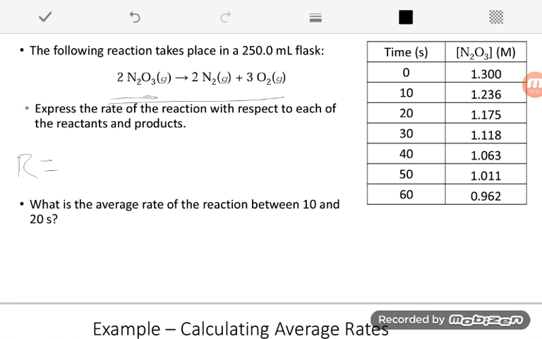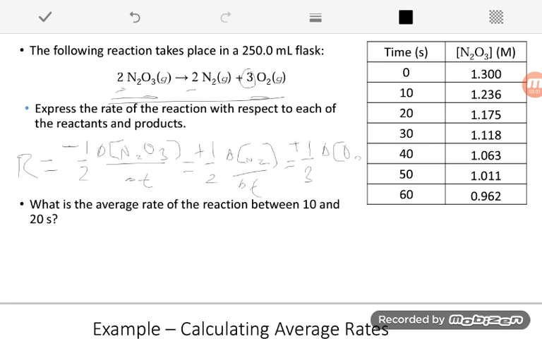So we just look at each reactant. Reactants get a negative, and we have a 2 here, so I'm going to do 1 over 2, right? I make that into a fraction. And then I'm going to do delta N2O3 over delta T. So that's my only reactant, so from now on it's going to be positive. For my first product, I have positive 1 over 2, and then it's delta N2, over delta T. And then my second product, still positive, but now I have a 3 in front, so 1 over 3 delta O2 over delta T. So this is really expressing all of my possibilities.